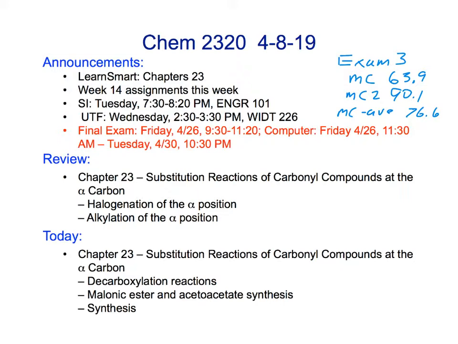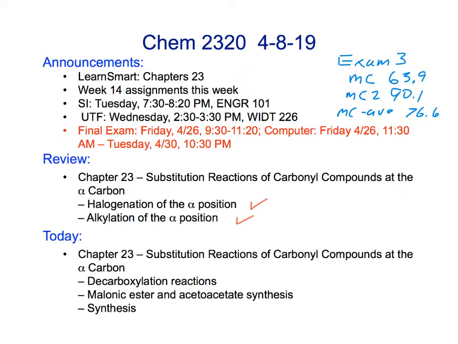All right, so we are in chapter 23, right? So we are talking about reactions at the alpha position of carbonyl groups. We talked about the enol formation, we talked about the acidity of the alpha position, and then we talked about two main reactions. The halogenation at the alpha position, and on Friday we talked about alkylation at the alpha position, so putting an alkyl group there. So we have really one more reaction to talk about.